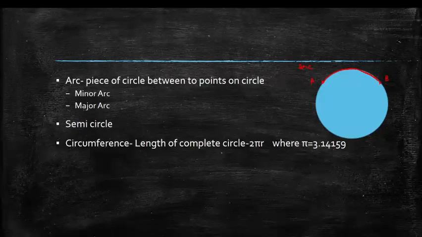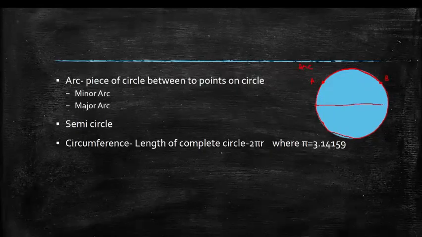Okay, and when we are moving on the other side, let us assume we start moving from here till here till here till here, and we reach back to B. So this side will be called a major arc.